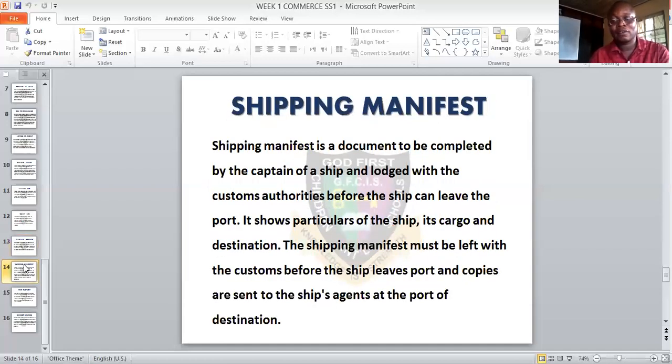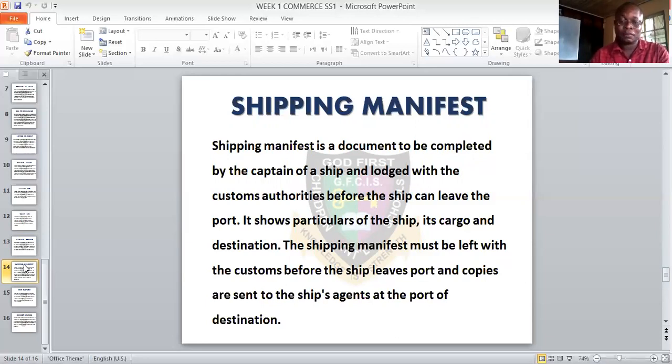We also have a shipping manifest. The shipping manifest is one of the documents that needs to be completed by the captain of the ship and lodged with the customs authority before the ship can leave the port. That document will be given to the customs authority before they allow the ship to leave the port. If not, they will not allow the ship to leave.